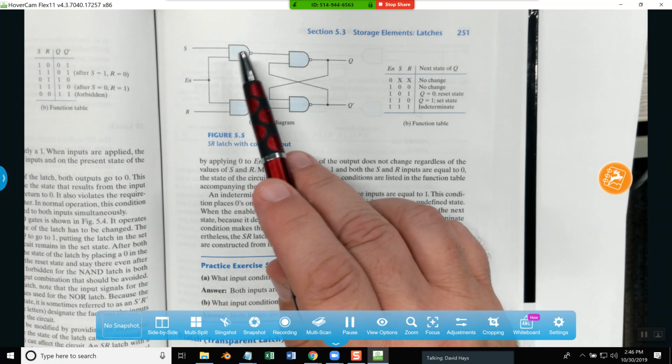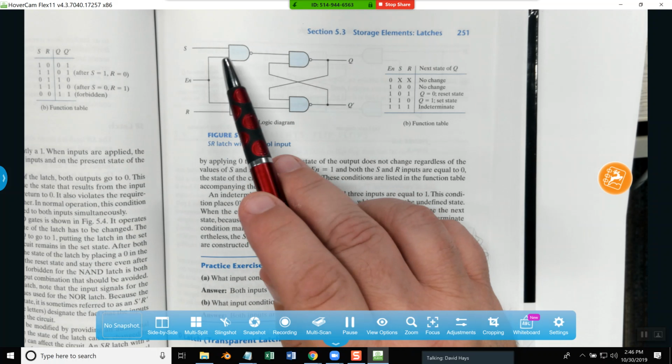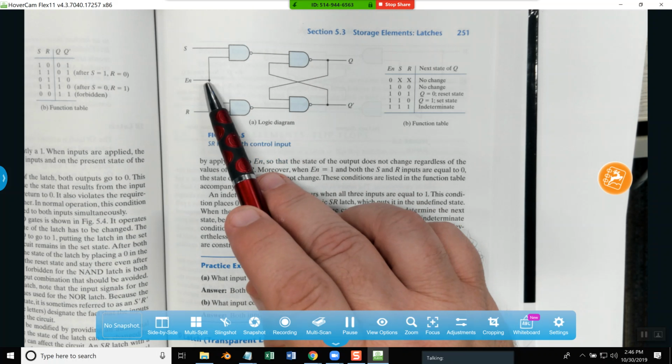Let's see. So the state of the output does not change regardless of values of S and R. Moreover, when EN is equal to 1, both the S and R are equal to 0. The state of the circuit does not change. These conditions are listed in the function table. Find the diagram.